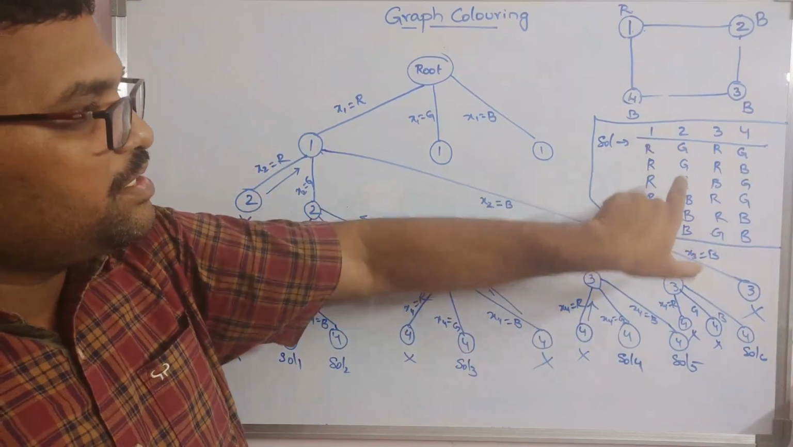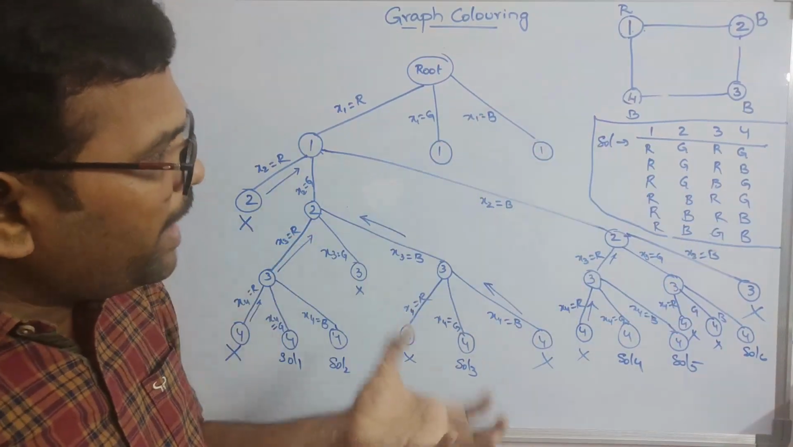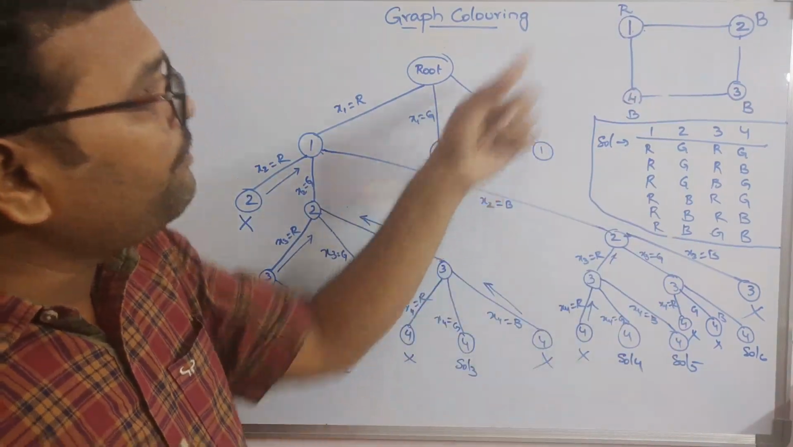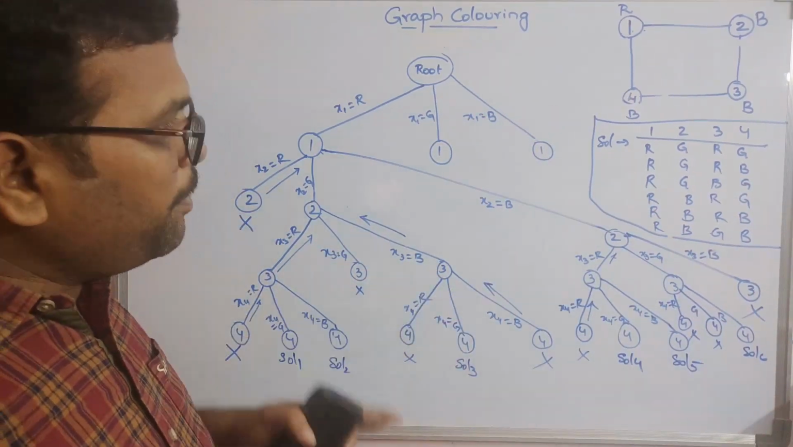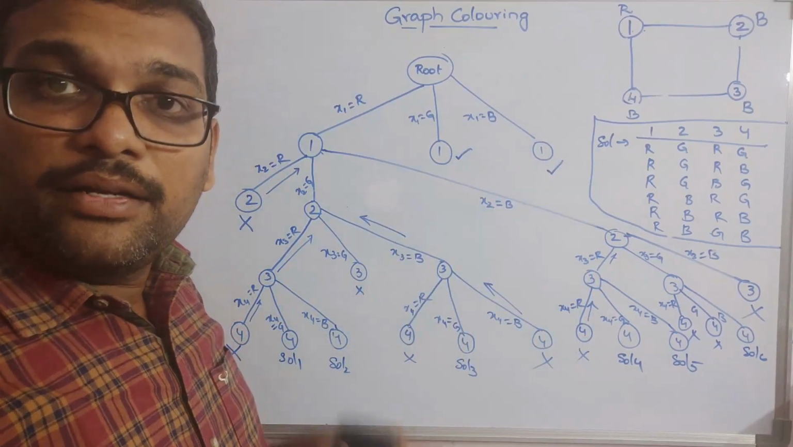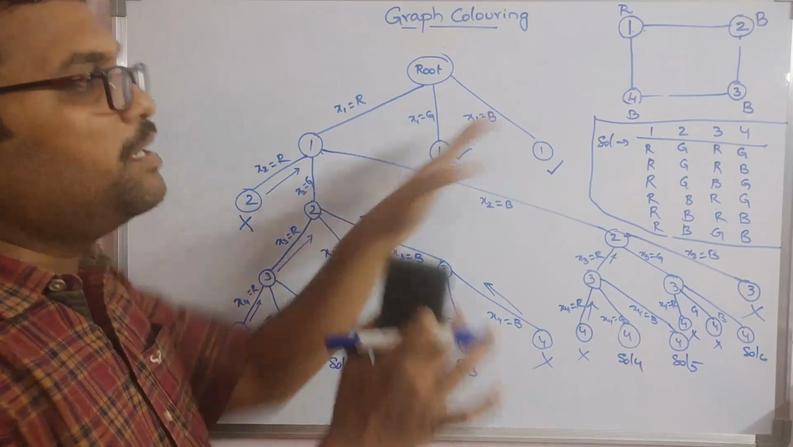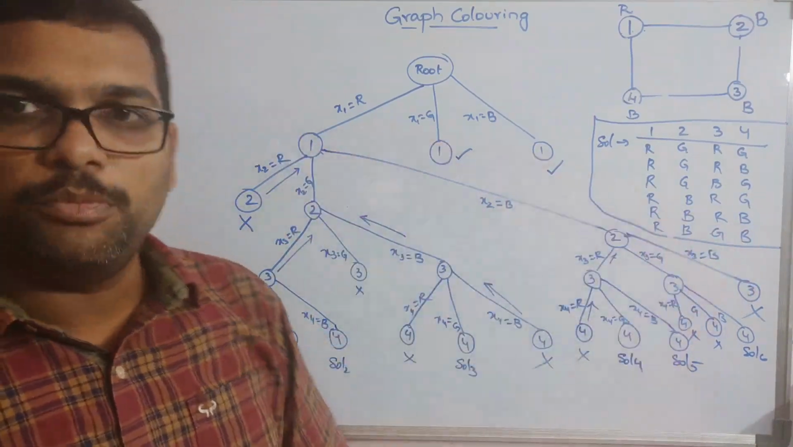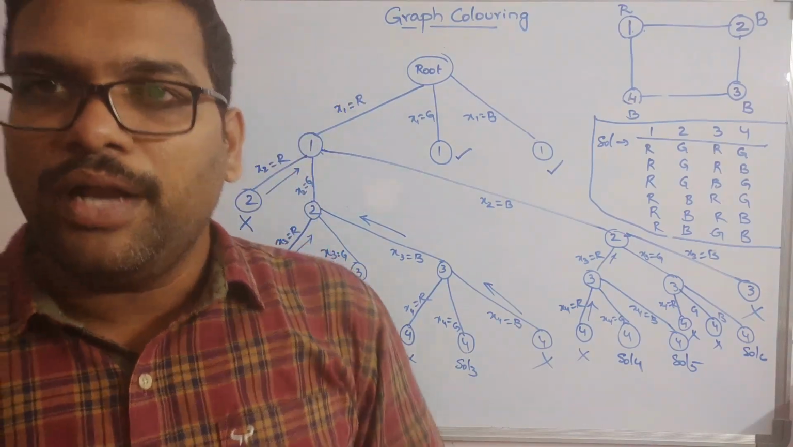This is if the first node is fixed with R. Similarly, we have to find out if the first node is filled with green, what are the possible solutions, and if the first node is filled with blue, what are the possible solutions. So I am just stopping here. You just practice with these, and solve this and comment all the possible solutions for this particular graph. So hope you understood and enjoyed the session.